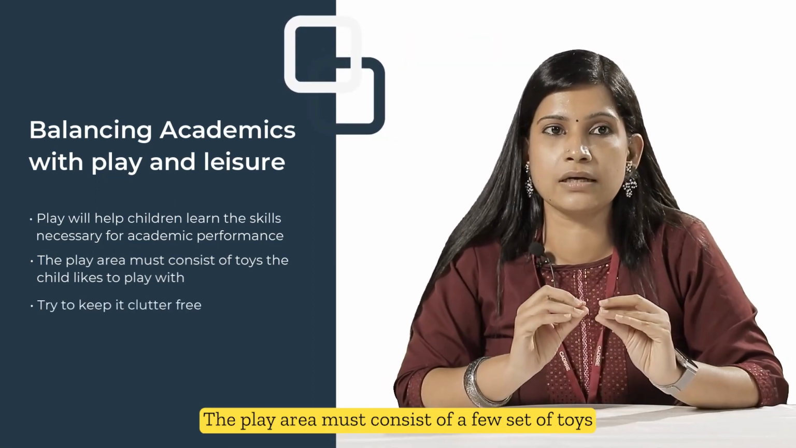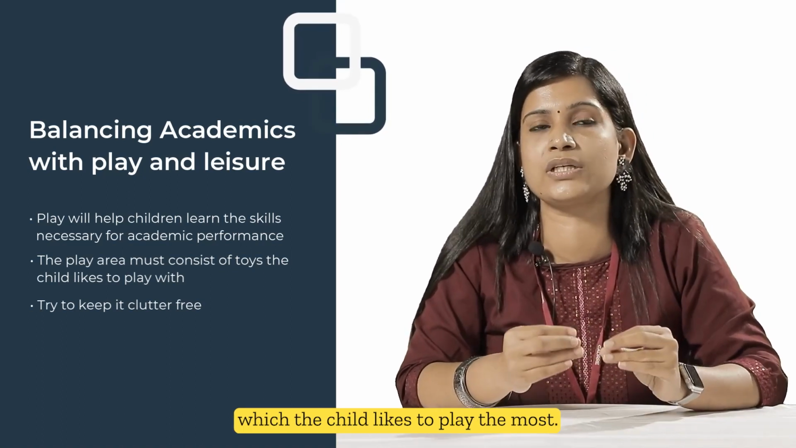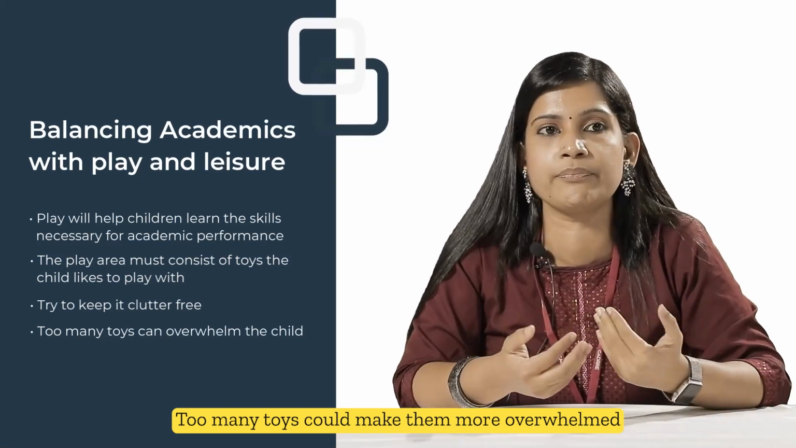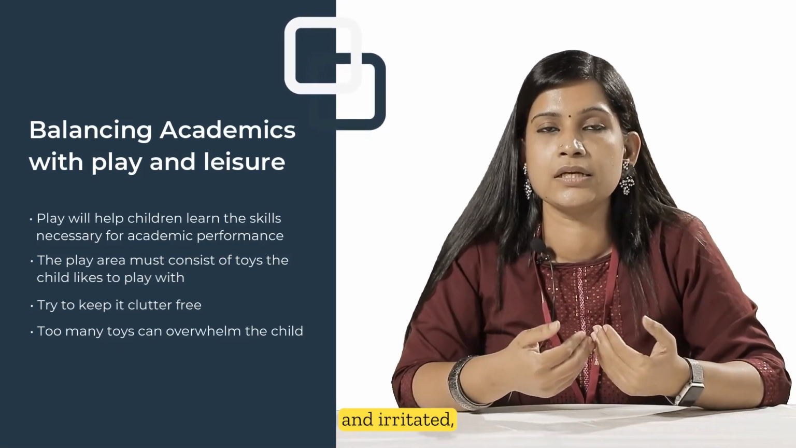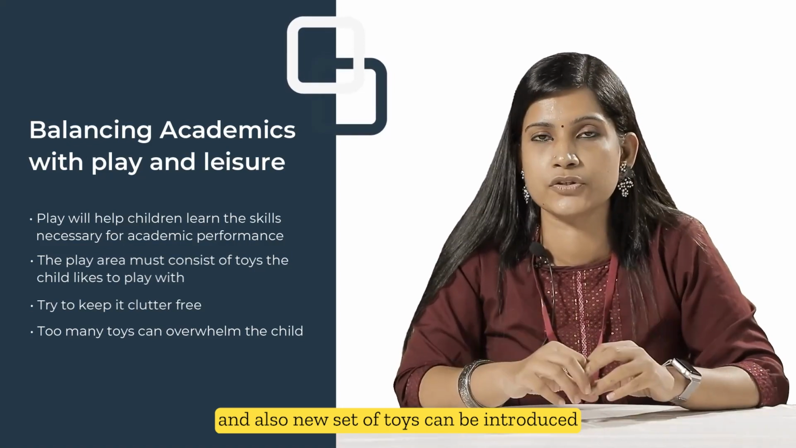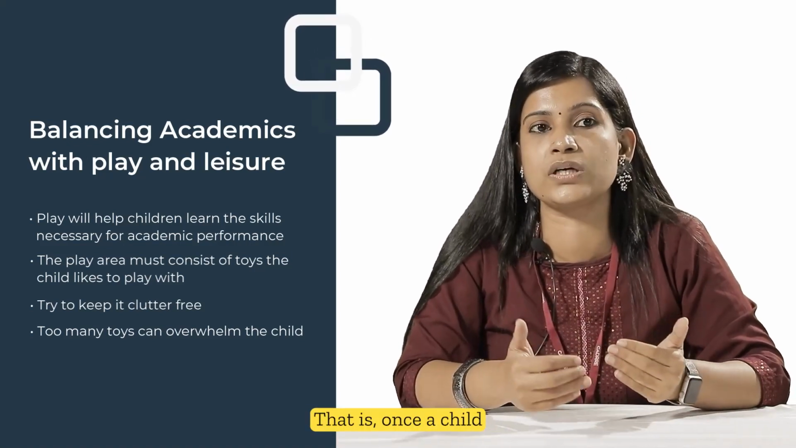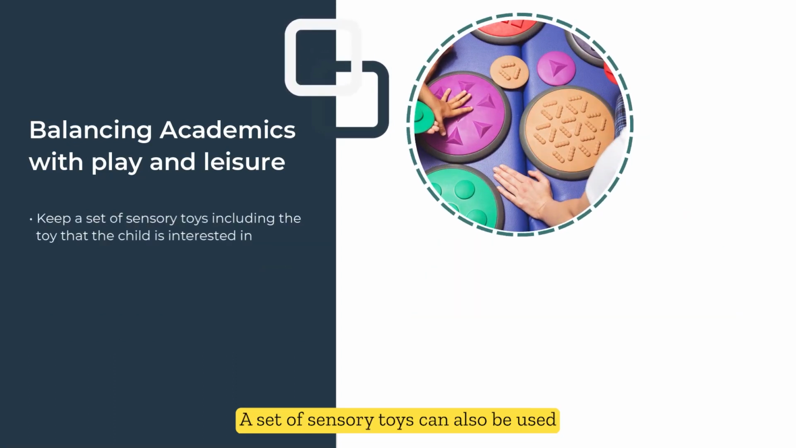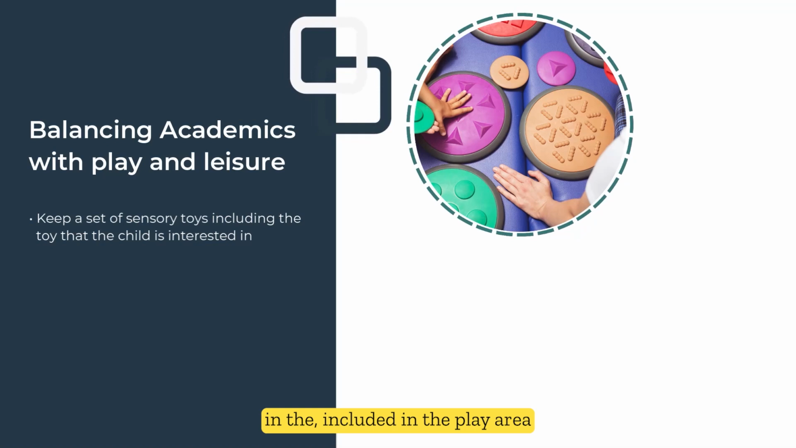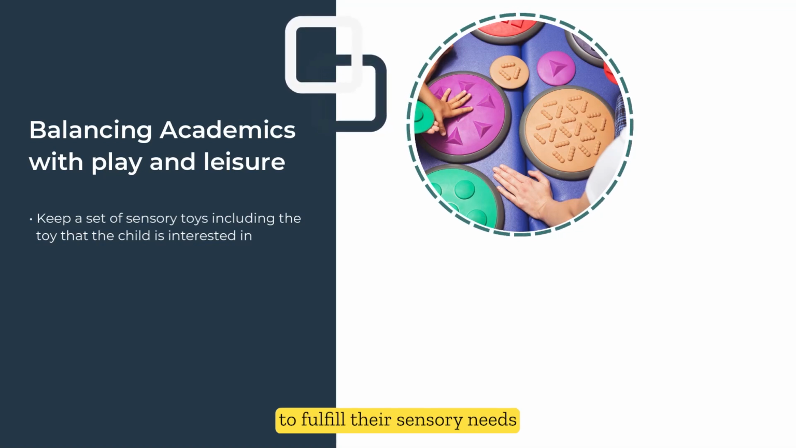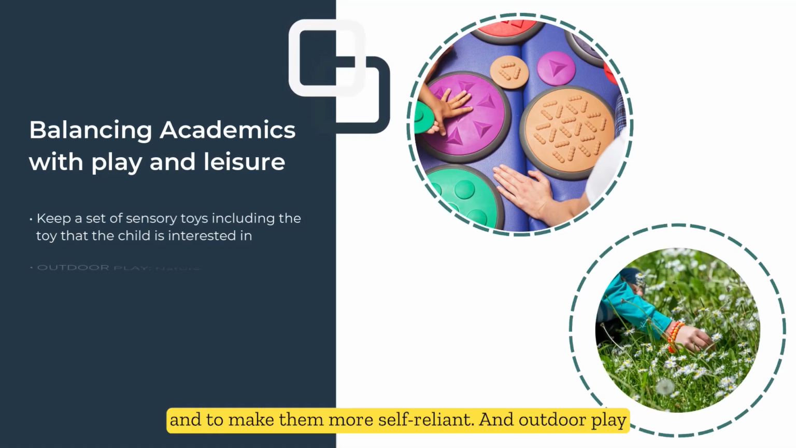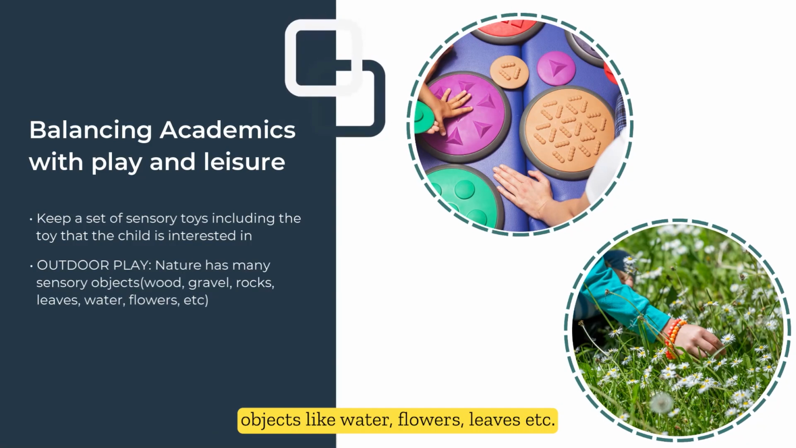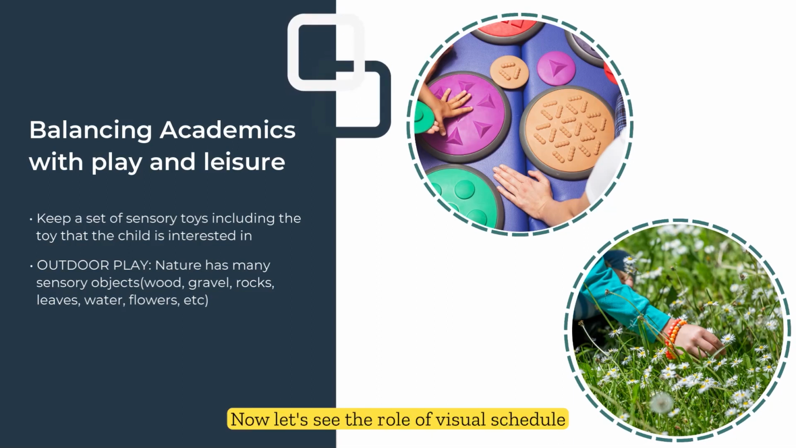The play area must consist of a few sets of toys which the child likes to play with the most. Too many toys could make them overwhelmed and irritated. And a new set of toys can be introduced after a particular period, that is, once the child gets bored of using the old ones. A set of sensory toys can also be included in the play area to fulfill their sensory needs and to make them more self-reliant. And outdoor play also helps them, as nature has many sensory objects like water, flowers, leaves, etc.